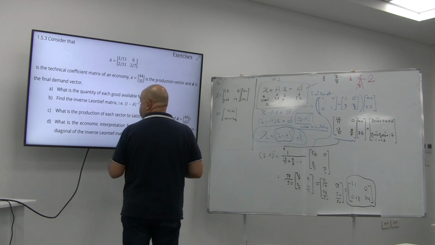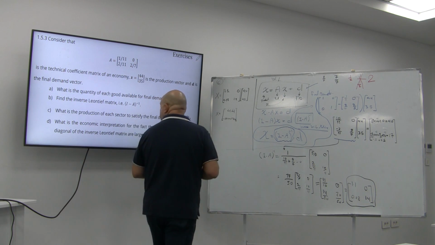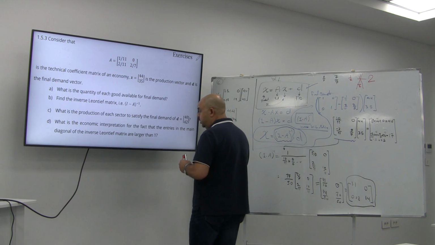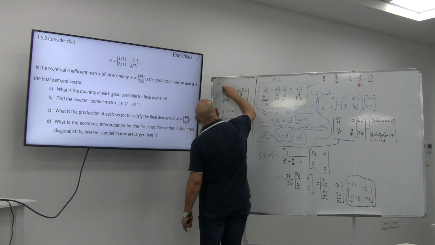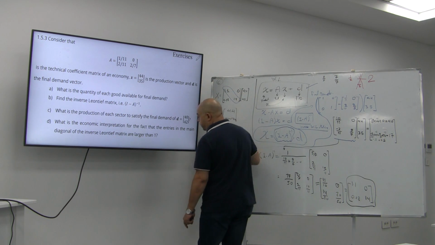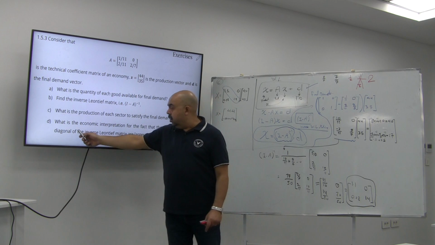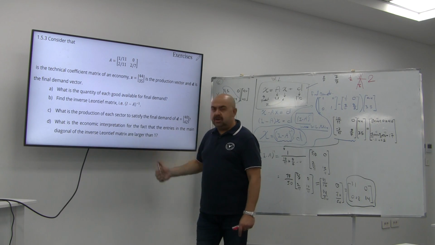Okay, there is a very nice question. What is the economic interpretation for the fact that the entries in the main diagonal of the inverse Leontief matrix are larger than 1?